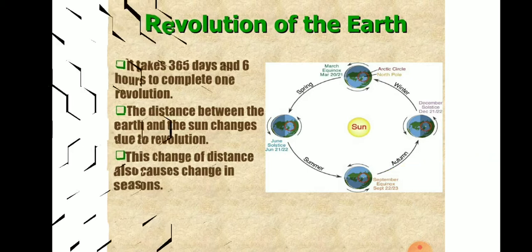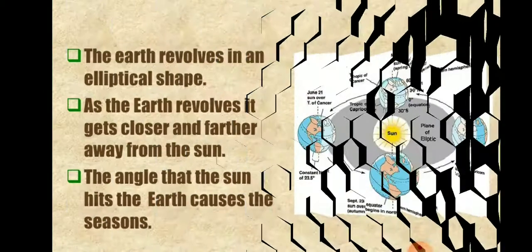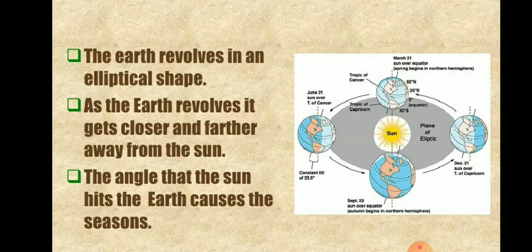Not only this, we have another reason for causing of season. As the earth revolves in an elliptical shape, sometimes earth and sun get closer to each other and sometimes farther away from each other. So sometimes earth is very far away from sun and sometimes it's close to the sun. So the angle that the sun hits the earth causes the season.